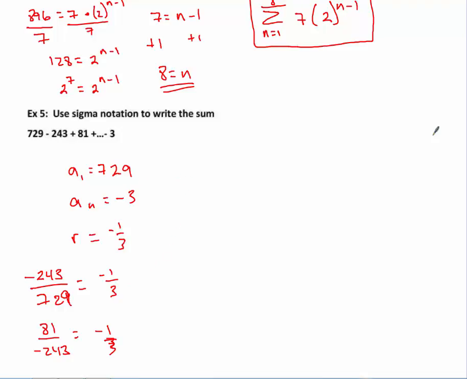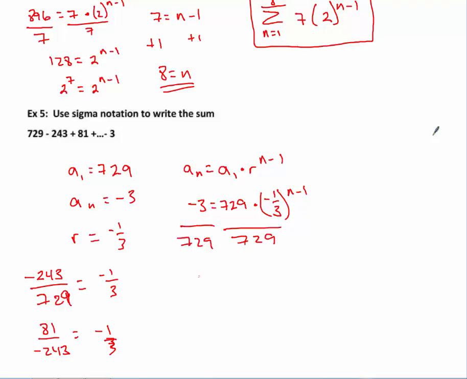So we know a1, we know a sub n, we know r, we just don't know how many terms there are. So a sub n equals a sub 1 times r to the n minus 1. So -3 equals 729 times -1/3 to the n minus 1. So first thing we want to do, divide both sides by 729. So we get -1 over 243 when we simplify that equals -1/3 to the n minus 1.